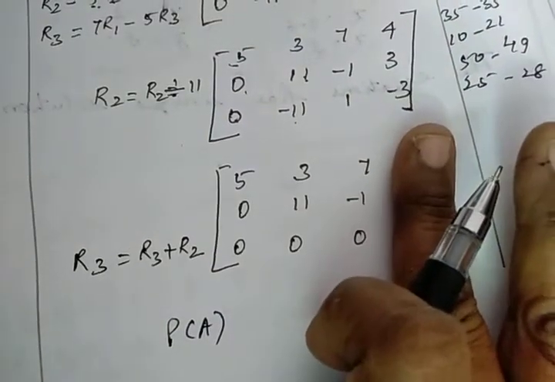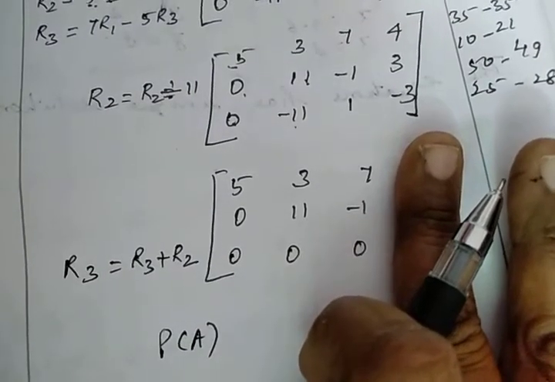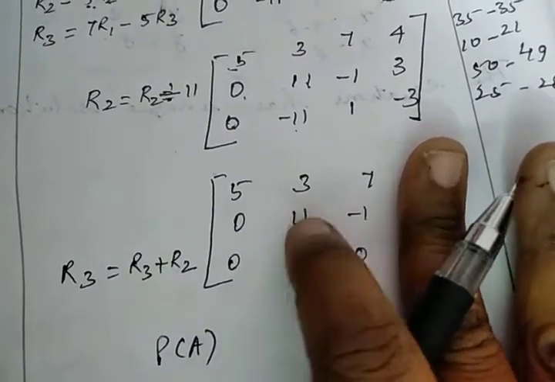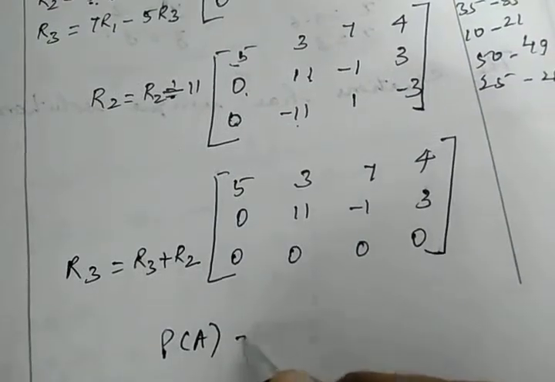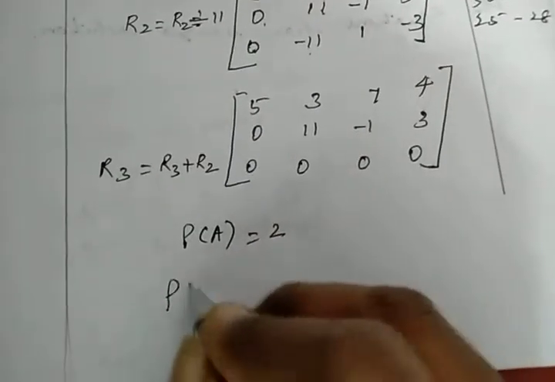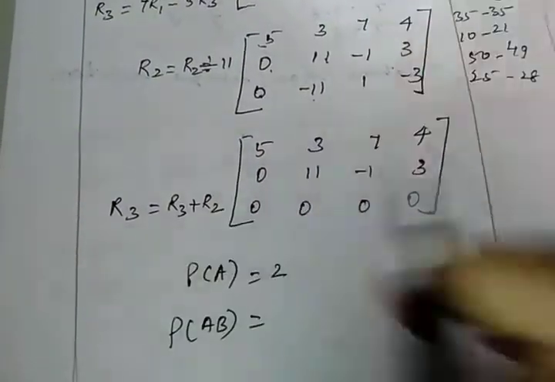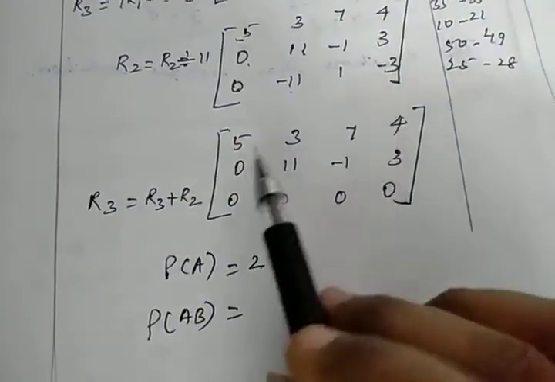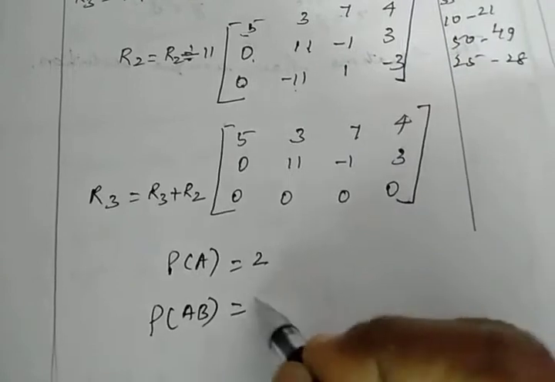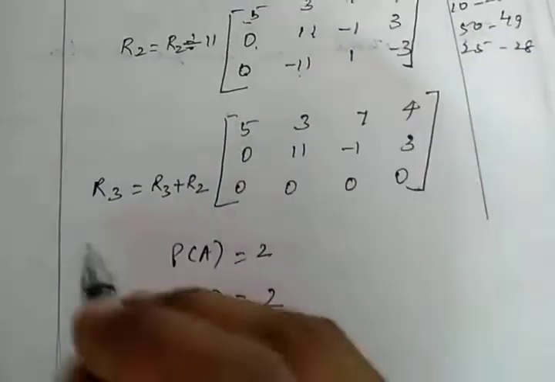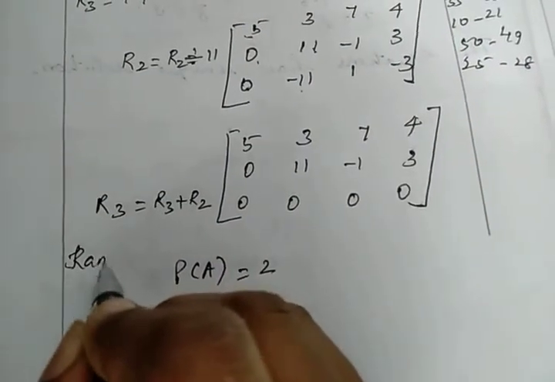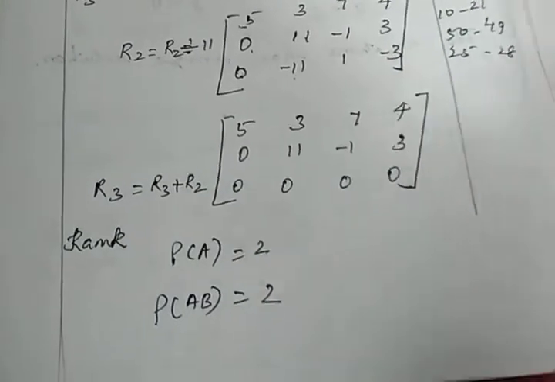Take only these first 3 rows and first 3 columns. This is matrix A and there are 2 non-zero rows, so the rank will be 2. And rank of the augmented matrix AB: you are going to take all the 3 rows and 4 columns. Here also 2 non-zero rows are there, so the rank of augmented matrix AB is 2.